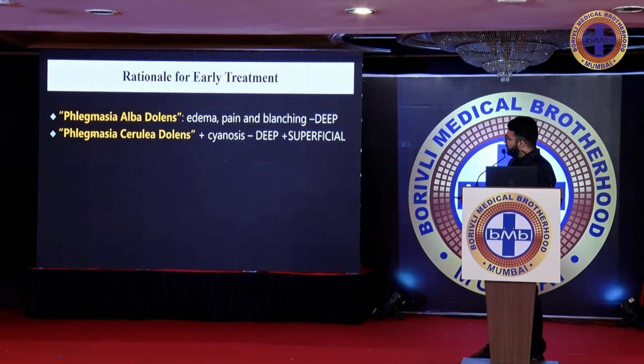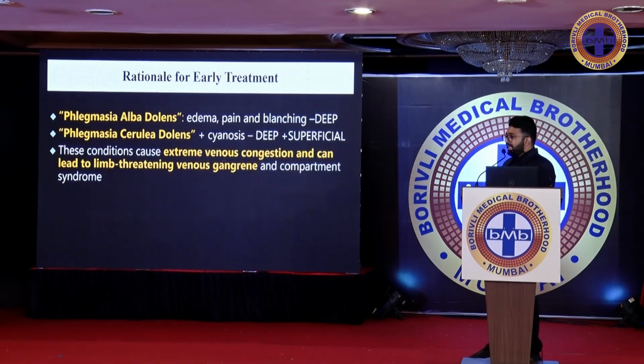The second condition, phlegmasia, that is swollen, cerulea, that is blue, and dolens, that is painful. So painful, swollen, blue leg is phlegmasia cerulea dolens. Here, there is cyanosis causing the blue color because there's deep and superficial venous thrombosis. So there is no way for the blood to go back to the heart, and there's complete venous hypertension or venous congestion in the entire lower limb.